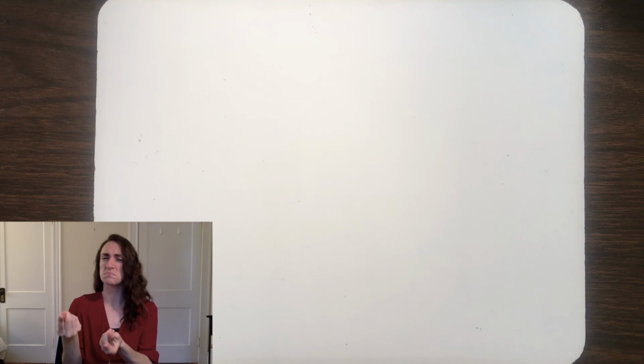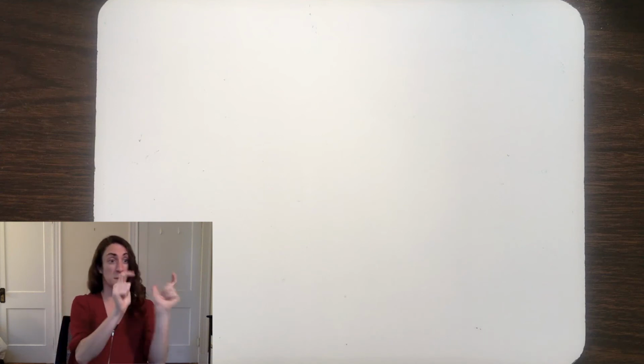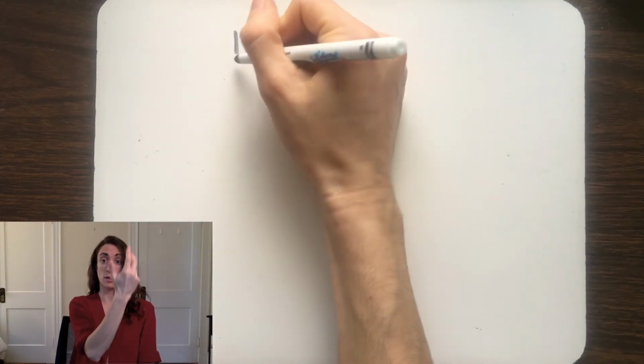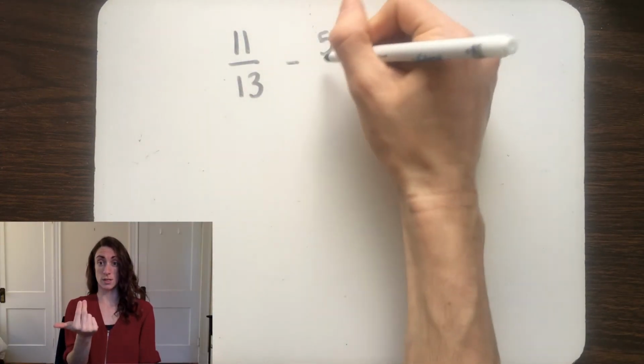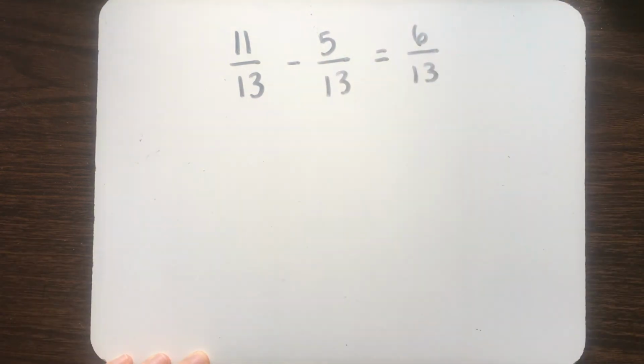The process for subtracting fractions is no different than the process for adding fractions. We still need to have that common denominator because we need to have the same size pieces in order to be able to reasonably answer the question of how many are left when we take some away. So in this example, 11/13 minus 5/13, we've already got that common denominator, so we can just subtract the numerators.